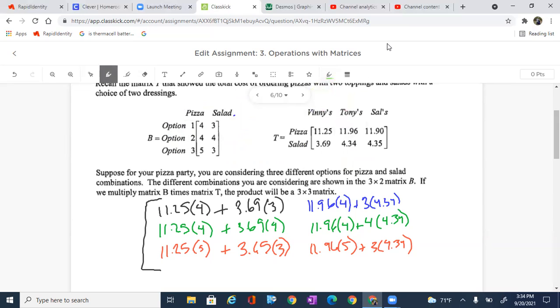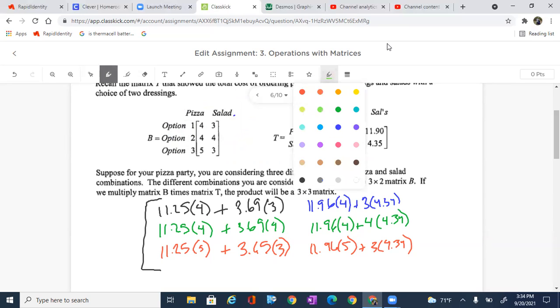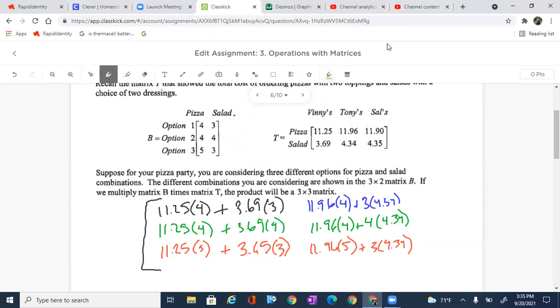So let's go to Sal's, and we're going to work the exact same way. So I go, okay, well, let's go to Sal's. I'm going to put Sal's cost of $11.90 right up here at the top. I'm going to take Sal's pizza salad cost at $4.35. And what I'm going to do is work my way down. $11.90 times 4 plus $4.35 times 3. And then I'm going to go to the next one. I'm going to work my way down again. Let's go here, $11.90 times 4 and $4.35 times 4.